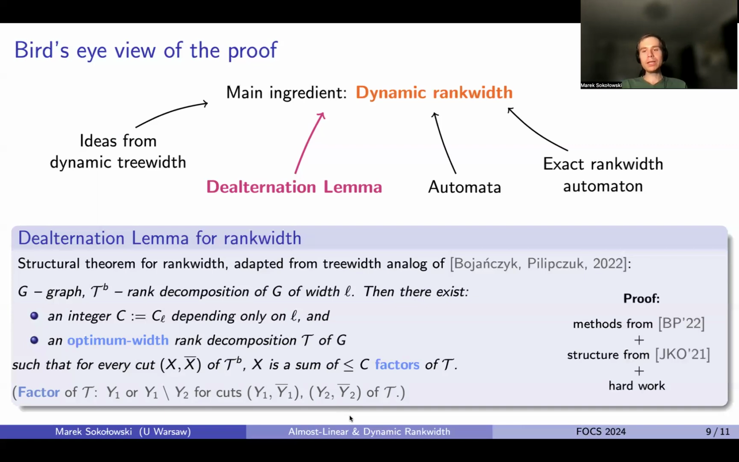of the optimum width tree decomposition, or the difference of two sides of two different cuts of the optimum width rank decomposition. And we prove it by using quite similar methods as in the proof of the original alternation lemma for tree width given by Bojańczyk and Pilipczuk. We heavily rely on the structure theorems from the cubic time algorithm of Jeong, Kim, and Oum. And we also add a lot of hard work and combinatorics and work on linear subspaces, linear spaces, dimension computations, whatever. There's a lot of stuff happening there. But yeah, mostly it's methods from the dimension lemma for tree width and the structure theorem for rank width by Jeong, Kim, and Oum.